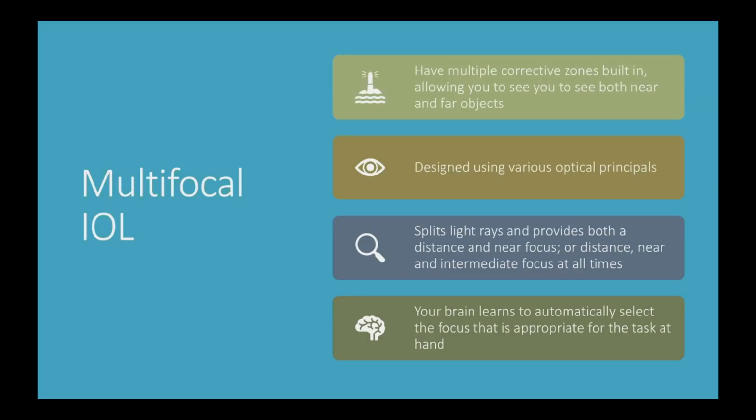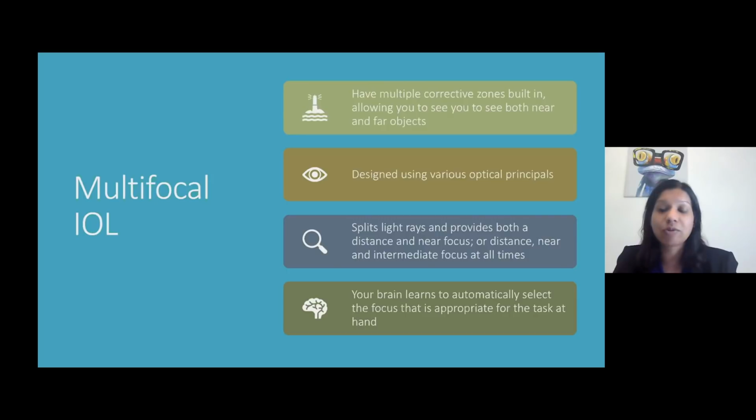So you get both a distance and near focus if it's a bifocal, or a distance, intermediate, and near focus if it's a trifocal lens, at all times. So there are actually 2 or 3 focal points for that lens at all times, but you're not going to see 3 things. Your brain learns to automatically select the focus that is appropriate for the task at hand. So even though the lens has 3 focal points for near, intermediate, and distance, if you're looking at something in the distance, your brain is only going to see that far object. But you do have that range of being able to see distance, intermediate, and near with the multifocal IOLs.